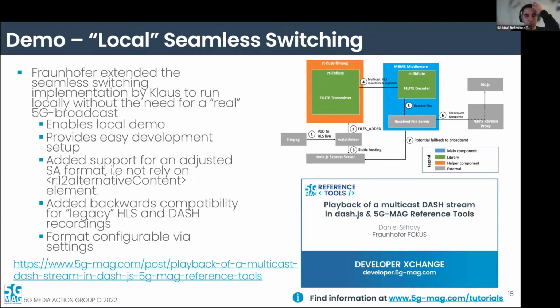That is waiting for these files to be added. And once they are added, it uses the FLUTE transmitter, also part of the 5G-MAG reference tools, to multicast them to the MBMS middleware. And from there, the common approach goes as it always has been going, also in the video from Klaus. So we have a decoder here. We put the decoded files onto a file server. And from there, they are accessible via an Nginx proxy to our media player.